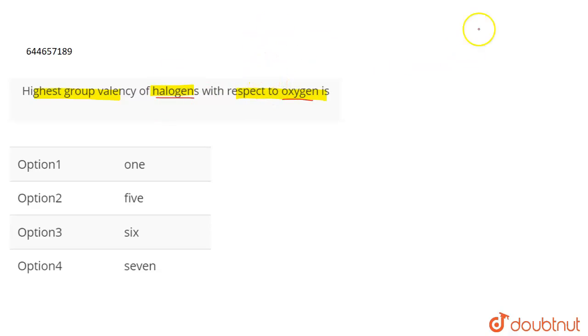Okay. Now, if we talk about halogens, we have fluorine, chlorine, bromine, iodine, right? These are the major halogens that we talk about. Also, we have astatine. So basically, if we talk about oxygen now, fluorine is the most electronegative element, right? Fluorine is the most electronegative element. And oxygen is the second most electronegative element.